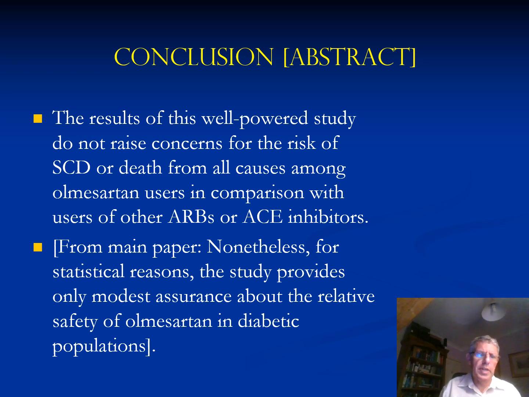Let's just return to the abstract, which, as we said earlier, is the part that people might read and not read the whole paper. So as we saw, the results of this well-powered study do not raise concern for the risk of sudden cardiac death or death from all causes among olmesartan users in comparison with other users of ARBs or ACE inhibitors, although, as we've seen, there are complex issues involved in this. From the main paper, nevertheless, from statistical reasons, the study provides only modest assurance about the relative safety of olmesartan in diabetic populations, which, remember, was the initial starting point of the study.